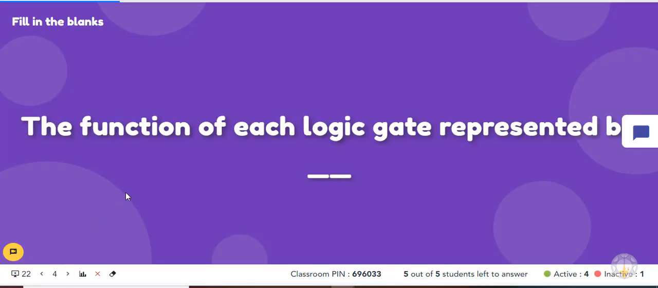Now the question will appear on the screen, that is, the function of each logic gate is represented by dash. This question is of fill in the blanks. You need to select an option. The options will be displayed on the students' application. Here at the bottom you can see 3 out of 5 students left to answer. Now 2 out of 5 students left to answer. Now only 1 student out of 5 is left to answer. That means 1 student has not given an answer.